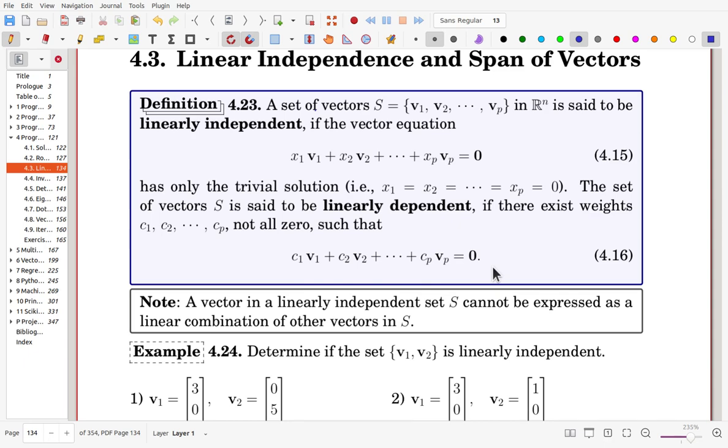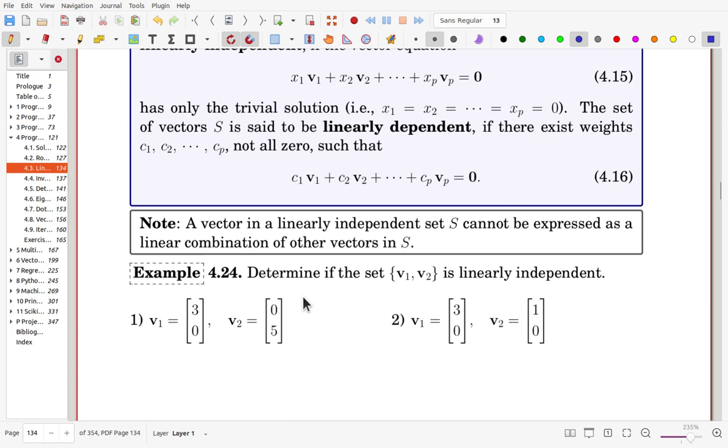Linear independence implies that each vector in the set is independent of each other. That means that a vector in a linearly independent set cannot be expressed as a linear combination of other vectors in the same set. Okay, let's see an example.